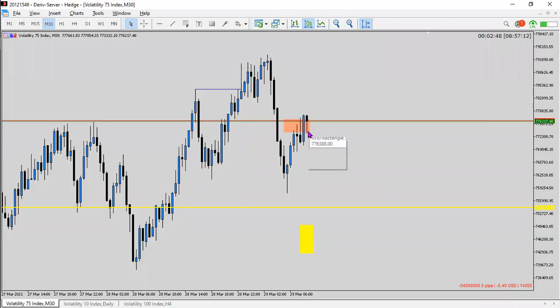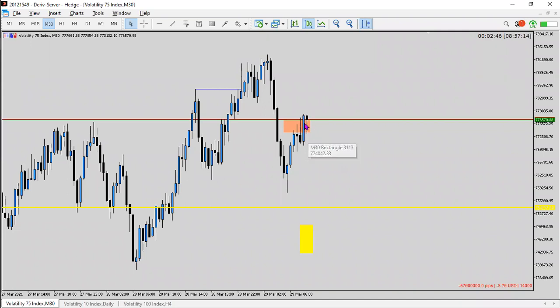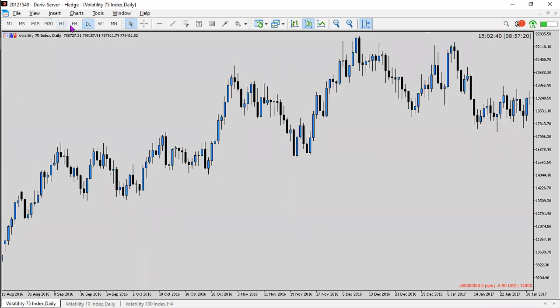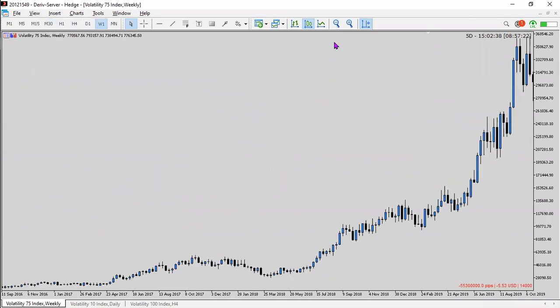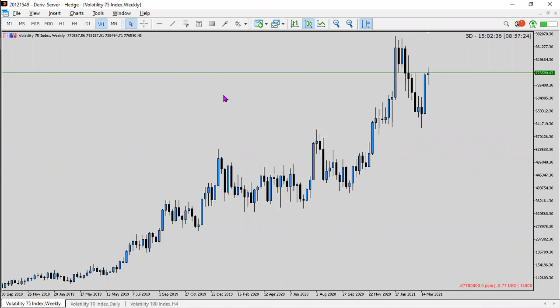I hate the way this thing is moving in here. I want to see it break down, and it's just not doing that. It's annoying me.